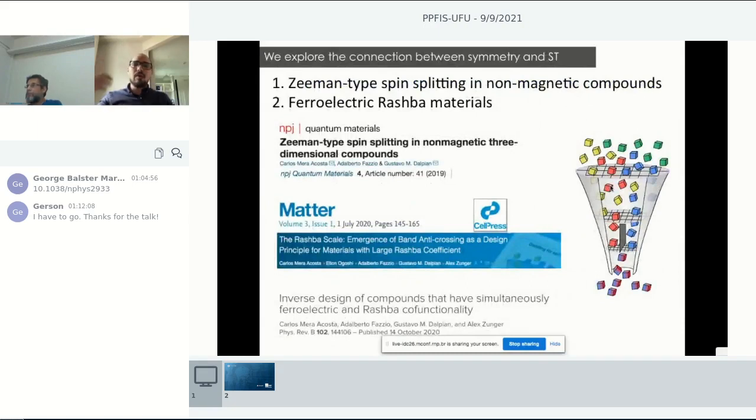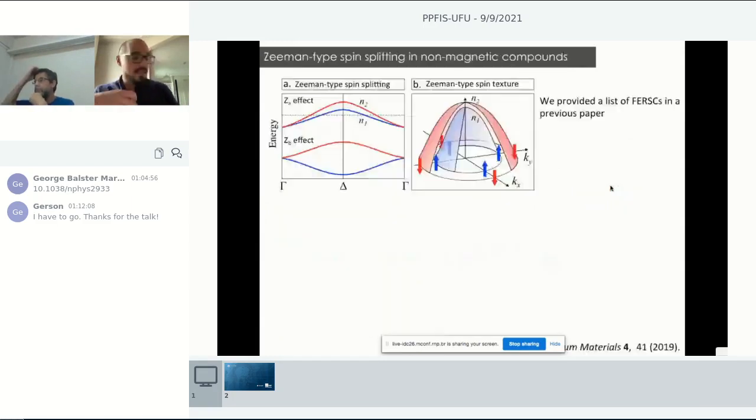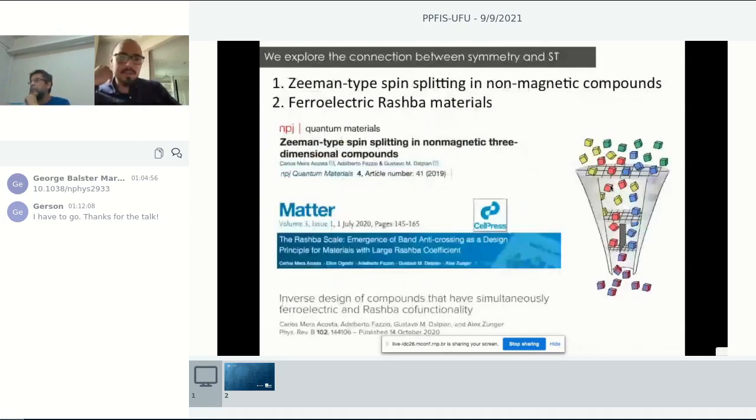Okay, so now I'm going to discuss some previous works on this subject, which first try to construct databases and then extract information from these databases for understanding the relation between symmetry and the spin polarization. There are some papers we published in previous years.